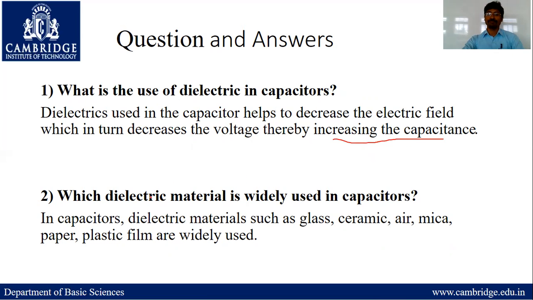Next, second question. Which dielectric material is widely used in capacitors? There are different types of dielectric materials, as I already told you. The widely used dielectric materials are glass, ceramics, air, mica, paper and plastic. Dielectrics are non-conductors that provide electrical insulation between two conducting media. Dielectric materials such as glass, air, wood, mica, paper and plastic are mainly used.